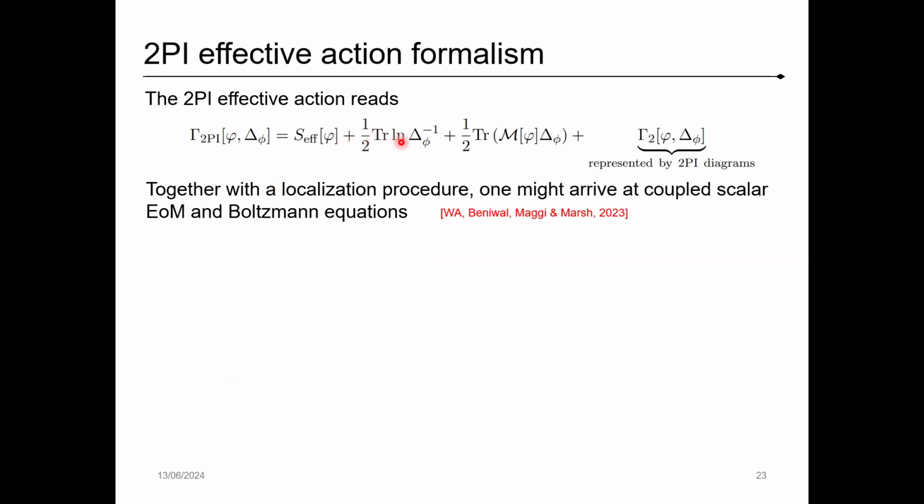Now the 2PI effective action has a general form. You have the classical part of the effective action, the functional determinant, and also some two-loop terms which can be represented by the 2PI Feynman diagrams. Starting with this, you can derive the coupled equations of motion for phi and the two-point function, and probably you can do some localization procedures. Then I think one can finally arrive at a coupled scalar equation of motion and kind of Boltzmann equations for the particle distribution functions.